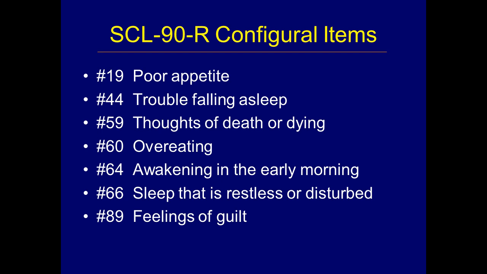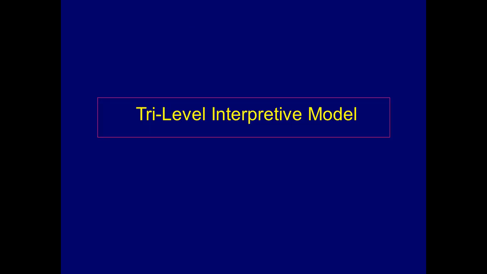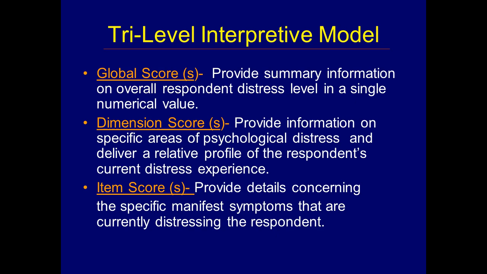Now, we use a tri-level interpretive model, and if I can get this to work right, we'll see it. There are 3 levels of interpretation of these instruments. The global score, and there are more than one, but primarily the Global Severity Index, provides summary information on overall respondent distress level in a single numerical value.